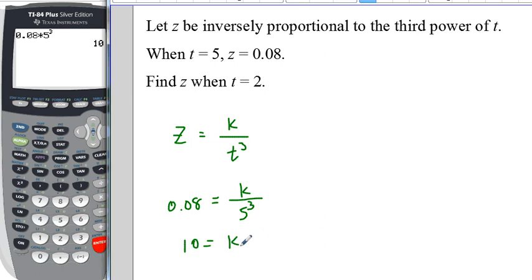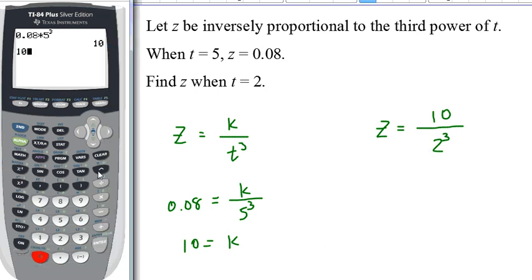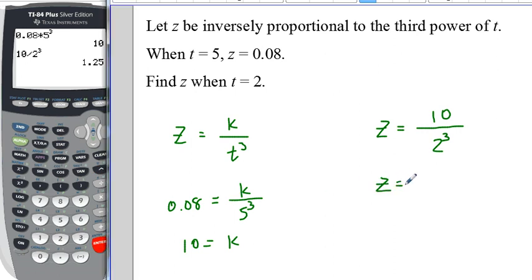I know k. My third step is to answer the question, which says find z when t equals 2. So I'm going to put a 2 down here, and I know k. K is 10. It's a constant, so once I find it, it's the same for all the problems. And so now I can go over here and say 10 divided by 2 to the third. And here's my answer. Z equals 1.25.